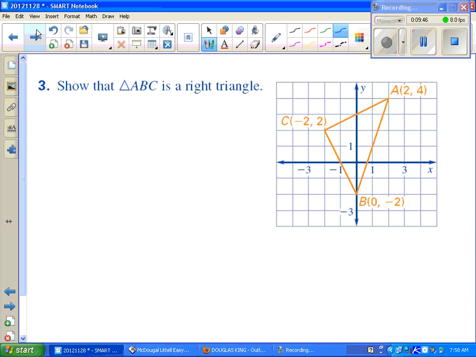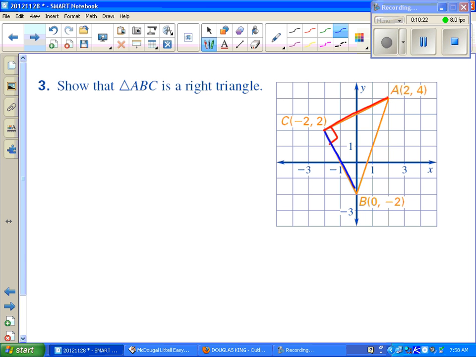And then number 3 says to show that triangle ABC is a right triangle. So we're trying to show that this is a right angle. In order for that to be a right angle, those two lines have to be perpendicular to each other. That's the connection to what we just did. So you need to find the slope of line AC and the slope of line CB. Simple as that. If they're negative reciprocals of each other, they'll be perpendicular. And if it's perpendicular, then it means it's a right triangle.